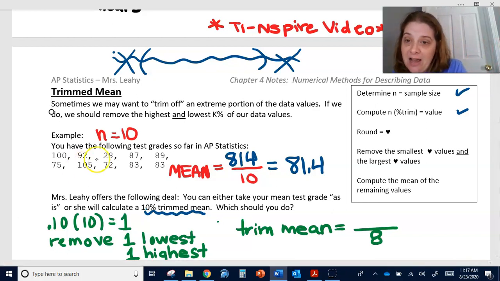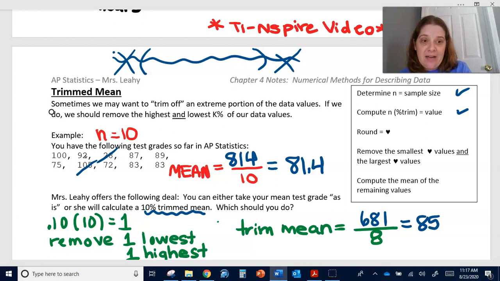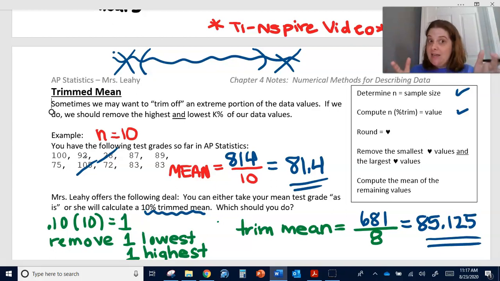So I go look at my data, the very highest number is this 105, and the lowest number is this 28. So now, instead of having 10 numbers, I've only got 8 numbers. I'm going to find the mean of what's left over. So 100 and 92 and 87 and 89, 75, 72, 83, and 83, that adds up to 681. And if I divide by 8, I get 85.125. So I should definitely take Mrs. Leahy's deal, right? Because if I do the trimmed mean, by dropping that highest and lowest number, even though I had to drop a 105%, that balanced out that 28% quite a bit and actually raised my overall average.